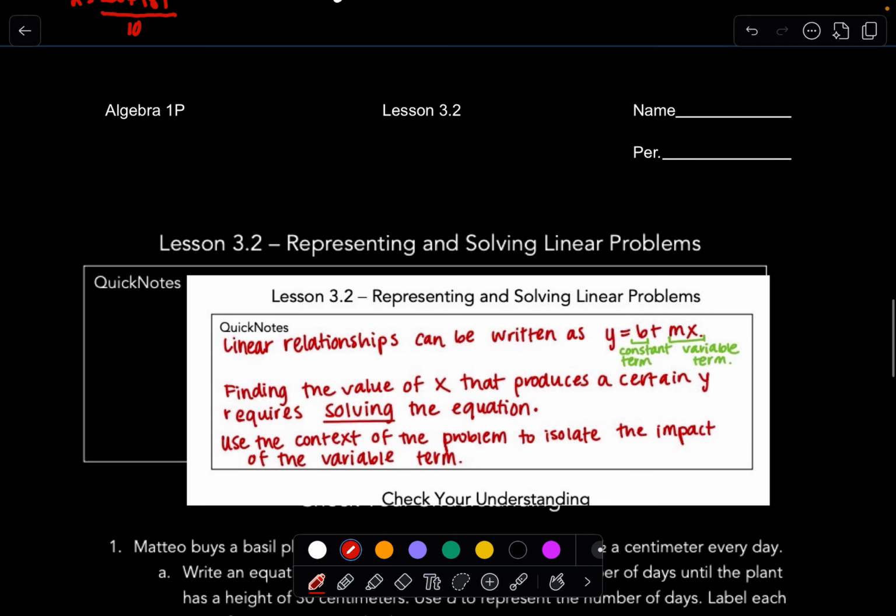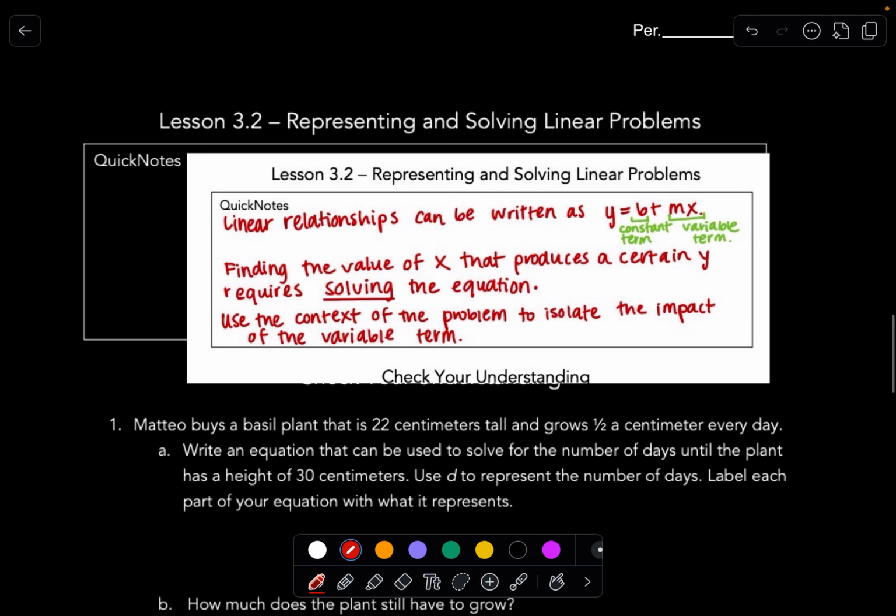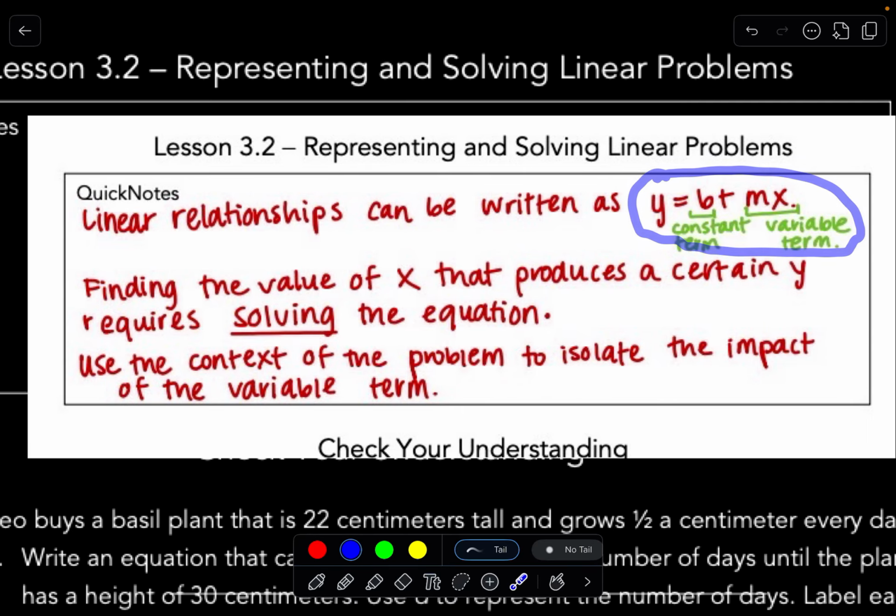Here are the quick notes. First of all, linear relationships can be written as y equals b plus mx. We saw that in our previous unit about graphing lines. It's the equation of a line, where b is the constant term. It's the number that doesn't change. It will stay whatever it is forevermore until we change it ourselves. But as far as depending upon x, it does not depend on x.